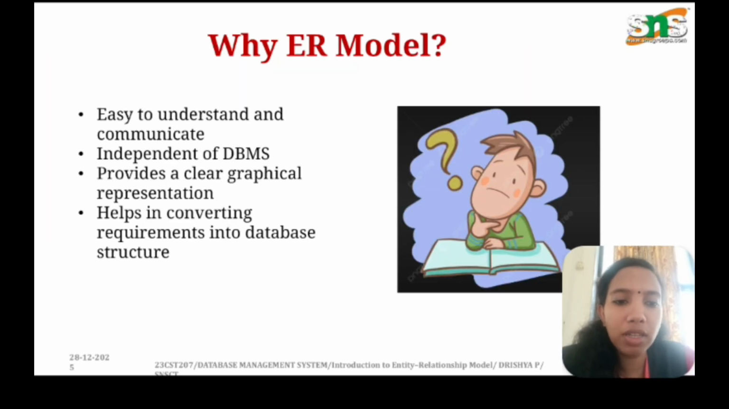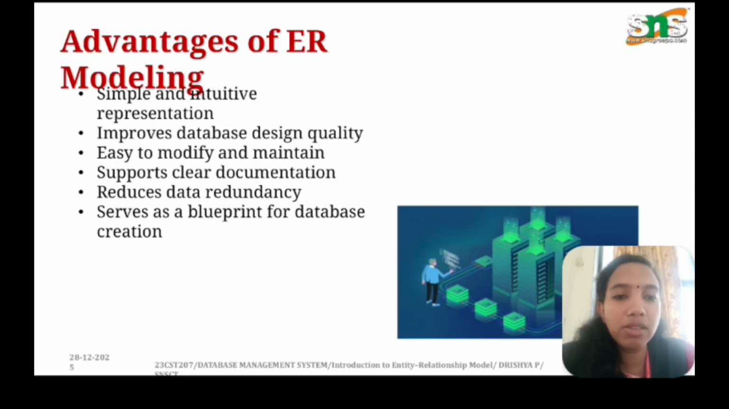Why the ER model? It is easy to understand and communicate. The diagrammatic representation is more effective than text, and it is independent of the DBMS. It provides a clear graphical representation and helps in converting requirements into database structure. These are the reasons for using the ER model. This is the answer to that question.